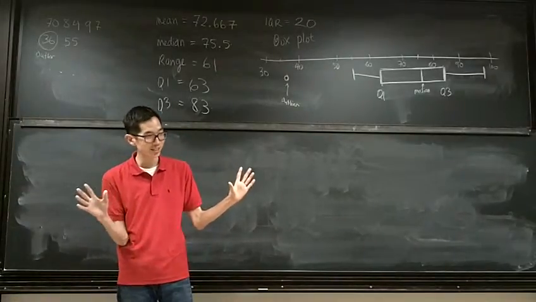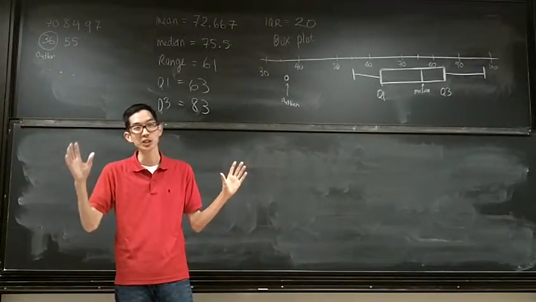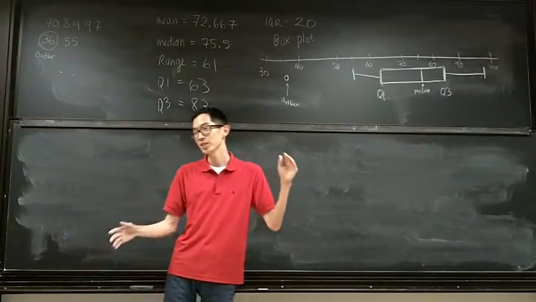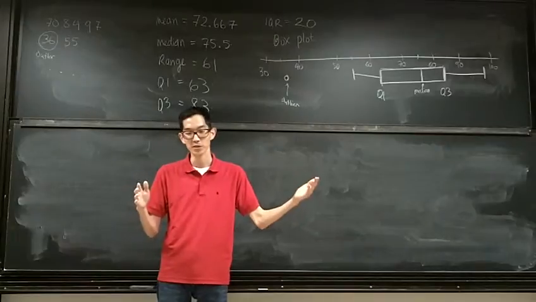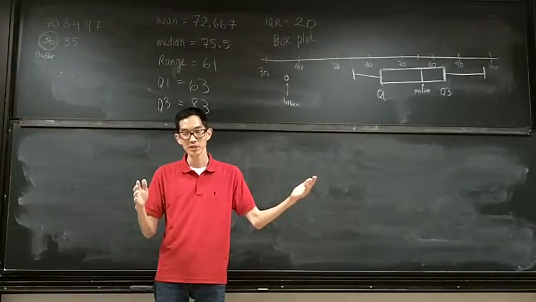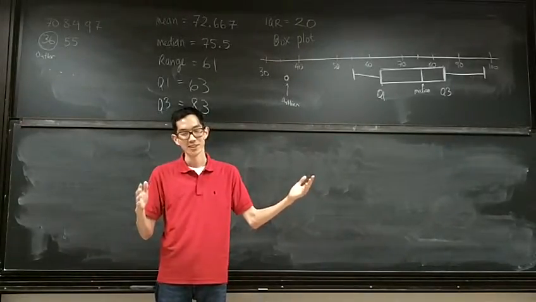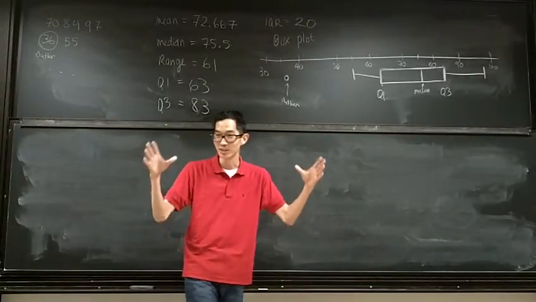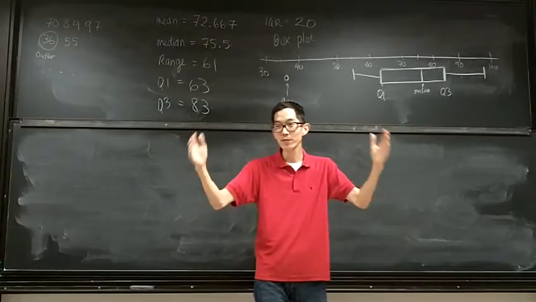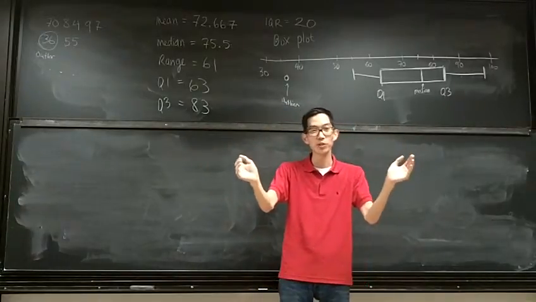Don't shout this out again, how much is between Q1 and Q3? Think about it. Okay, and the answer? 50%. 50%, two quarters. Okay, so half of the data is between Q1 and Q3.